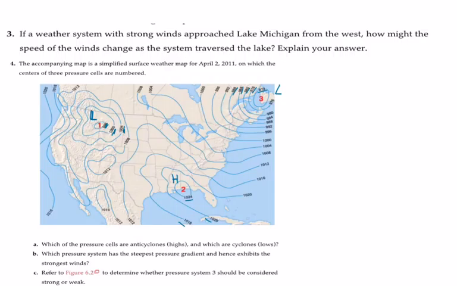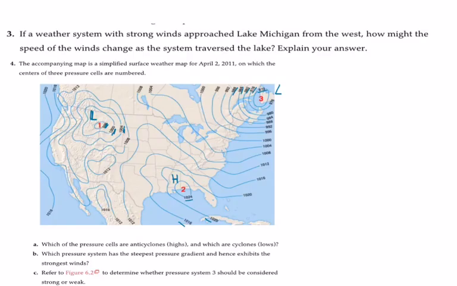Well, how about B? B says, of those 3, which one looks like it has the steepest pressure gradient? How many people think it's 1? How many people think it's 2? How many people think it's 3? I do too, because they're so close together. Does that make sense? So the closer are these isobars? These are isobars, yep. The closer together they are, the faster the wind is.